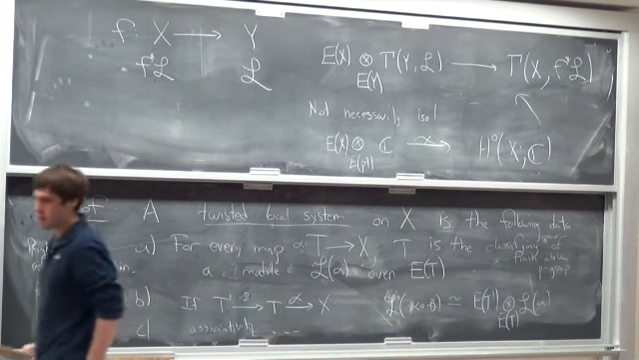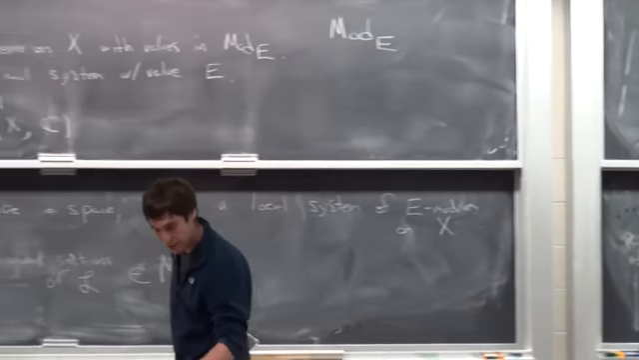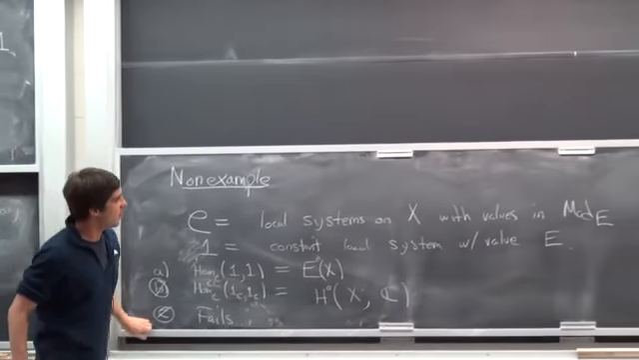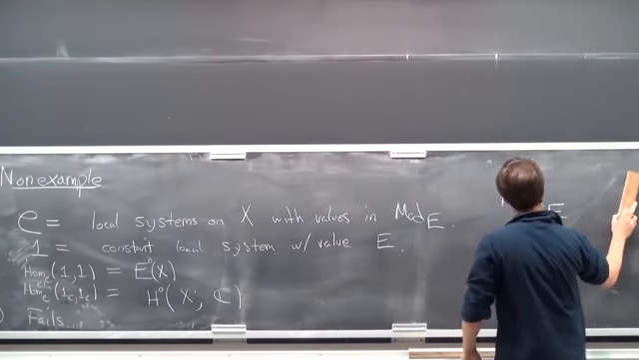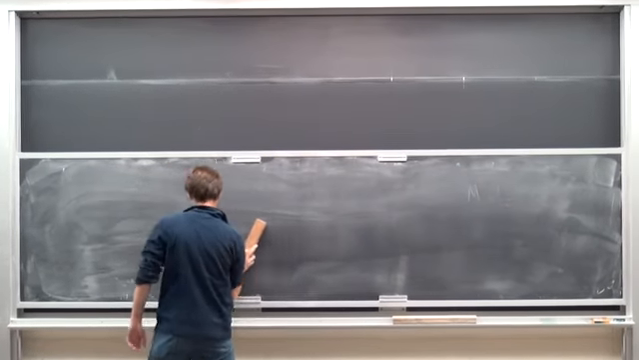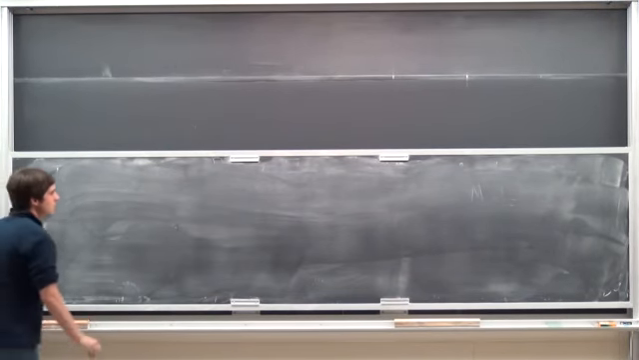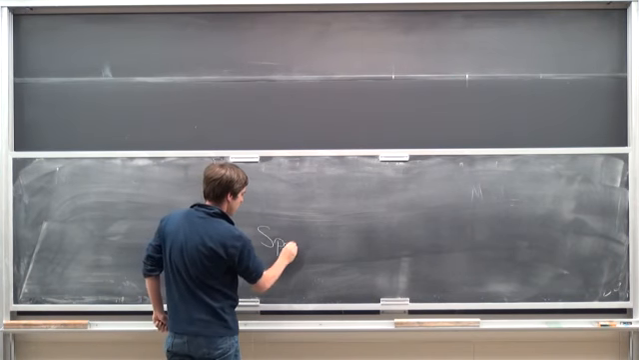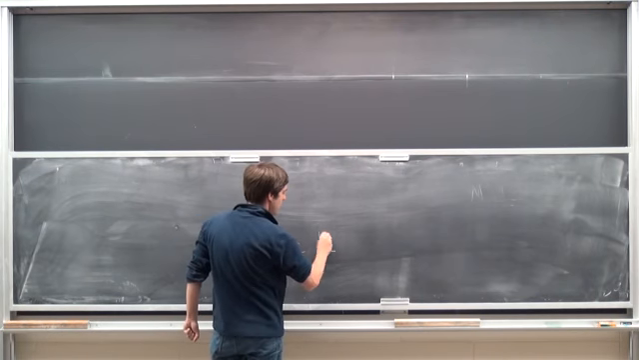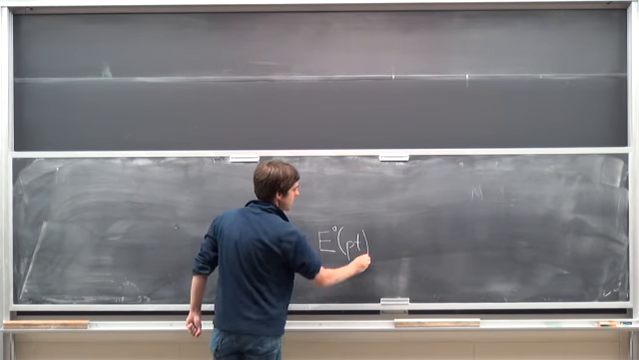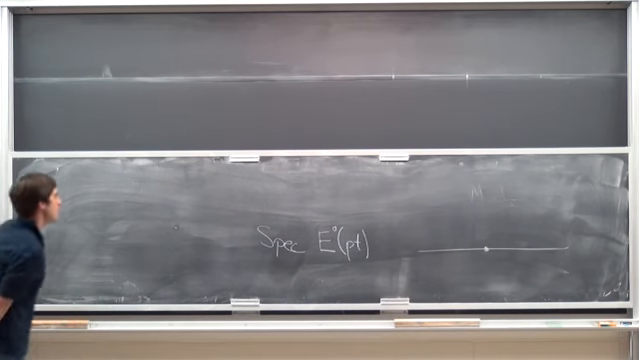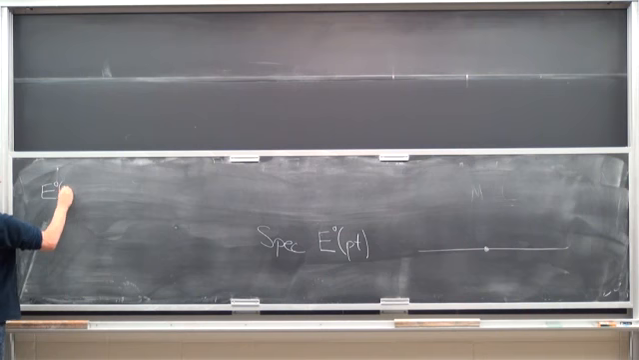OK, so let me tell you a little bit about this category of twisted local systems. So I need first to draw a picture. I'm going to draw a picture for you of a scheme. That scheme is the spectrum of the E cohomology of a point. And I don't know how to draw this picture, but remember what the E0 of a point looks like.